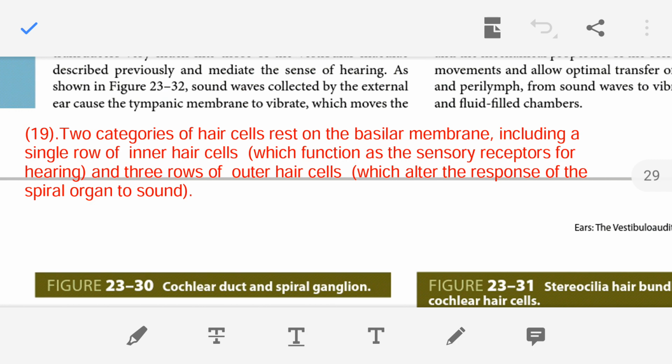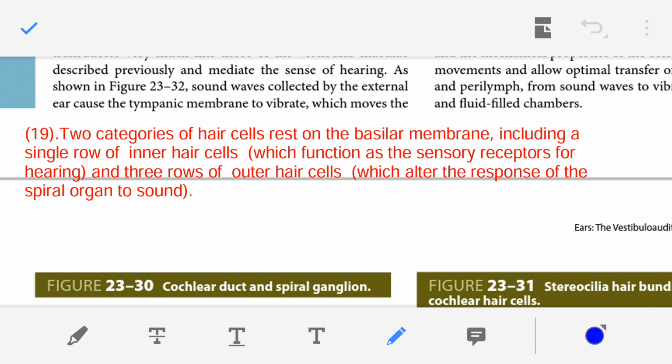In the figure we have seen the inner hair cell and the function of the inner hair cell. Inner hair cells function as the sensory receptor for hearing. Whatever sound we listen to, the inner hair cells function as the receptor for the sound.